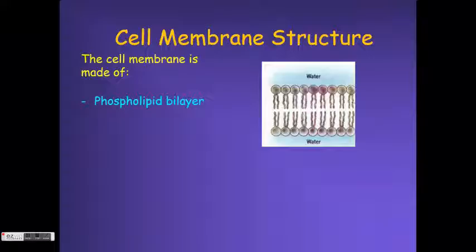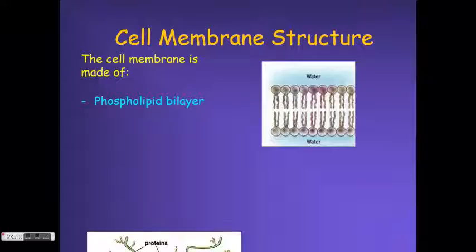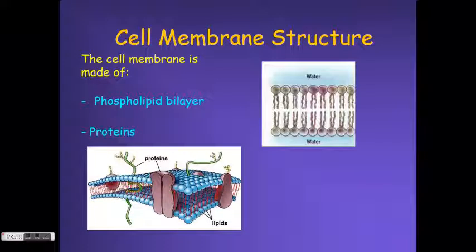And then in addition to that bilayer, there are proteins that are found in the phospholipid bilayer. Here in this picture, we've added in a little more detail. There's the phospholipid bilayer, the blue circles and the red tails, but here are the proteins that are present too. Those proteins play a key role in allowing the cell membrane to know what comes in and what doesn't. So let's look at these two components in a little more detail.